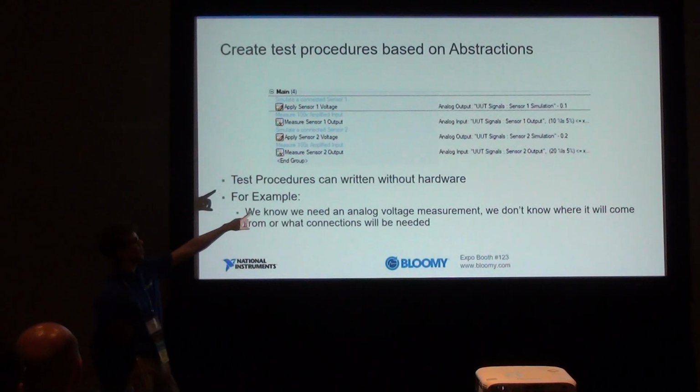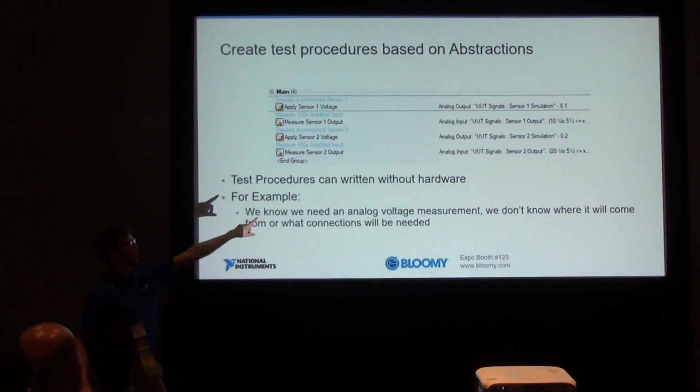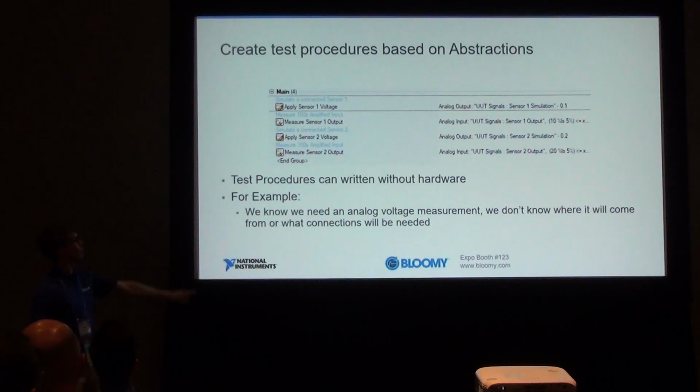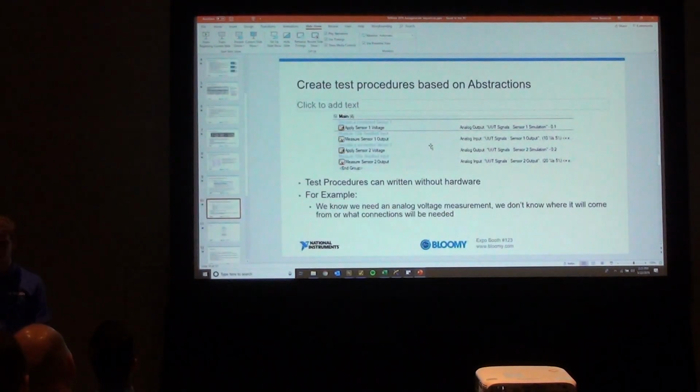So here, if you look up here, we have analog output UUT signals, sensor 1, simulation. We're setting that to 0.1 volts. And we're taking in an analog input to the system. We expect it to be 10. So we're testing our times 100 amplifier without ever worrying about what the hardware is going to do. So, that's all well and good, but can we actually do it? To do that, I thought I'd run you through a demo here.